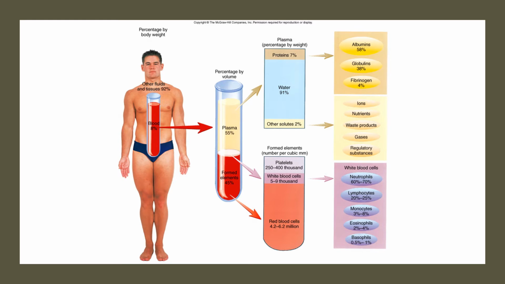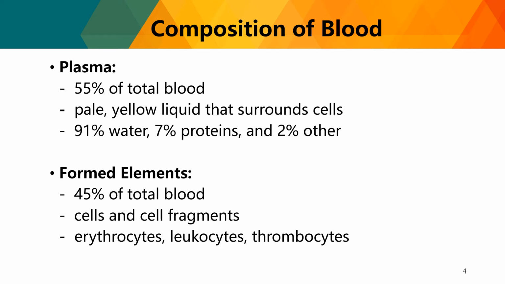So for the composition of blood, first we have again the plasma. It is 55% of the total blood. Its color is pale. It's a yellow liquid that surrounds your cells. 91% is water, 7% is proteins, and 2% are other inclusions. And then you have the formed elements, 45% of your total blood. It includes your cells and cell fragments, including your erythrocytes, leukocytes, and your thrombocytes.